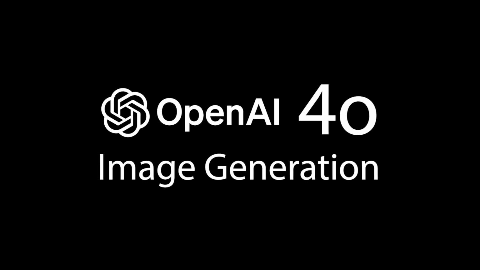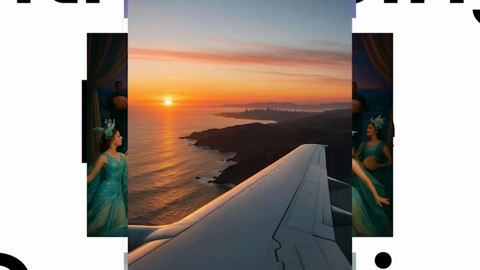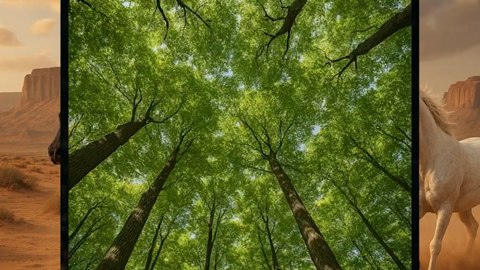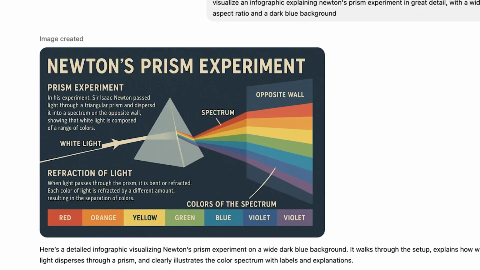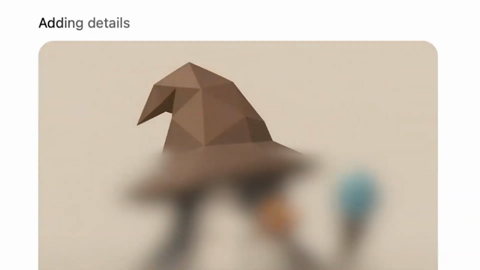OpenAI 4.0 image generation is changing the game. This next-level AI model takes image creation to new heights with faster processing, enhanced realism, and a deeper understanding of prompts. Gone are the days of waiting. OpenAI 4.0 image generation delivers stunning visuals in an instant.